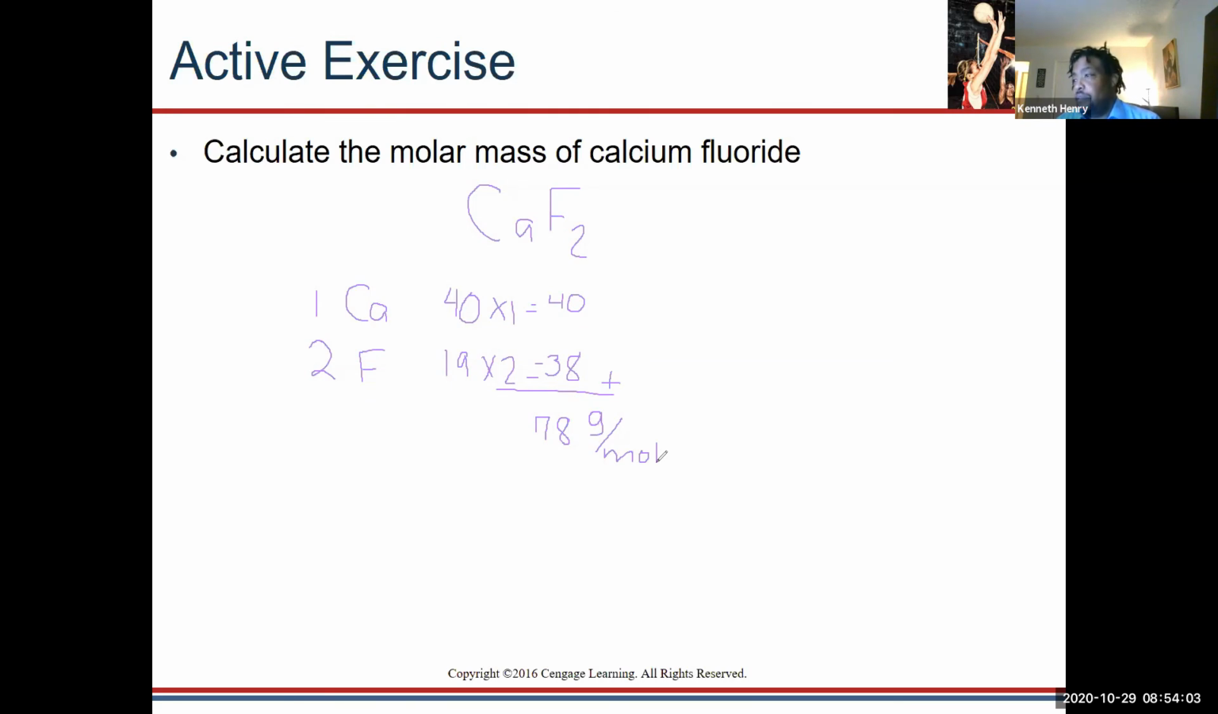Yeah, same thing as saying 78 grams over 1 mole. That's what it means. So that's why we can always do that. When you get the molar mass, it's always going to be over 1 mole. Okay, simple.